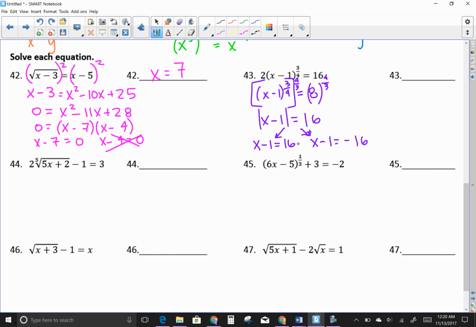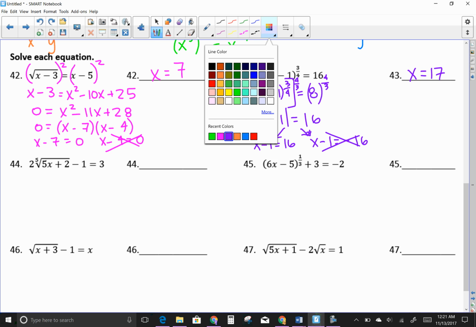So if I add 1 to that, I get x equals 17. I'm going to go put that up here. And let's go check that out. 17 minus 1 is 16. And 16 raised to the 3/4 is the 4th root of 16, which is 2, to the 3rd power, which is 8. 8 times 2 is 16, so we're good. Now this one gives us negative 15. And when I put negative 15 in here, I get negative 16. And you can't take the 4th root of negative 16, so that one actually ends up not working. Okay? All right, moving on.